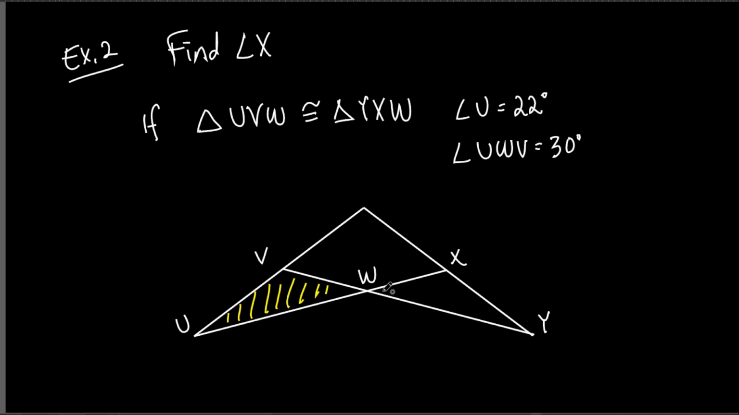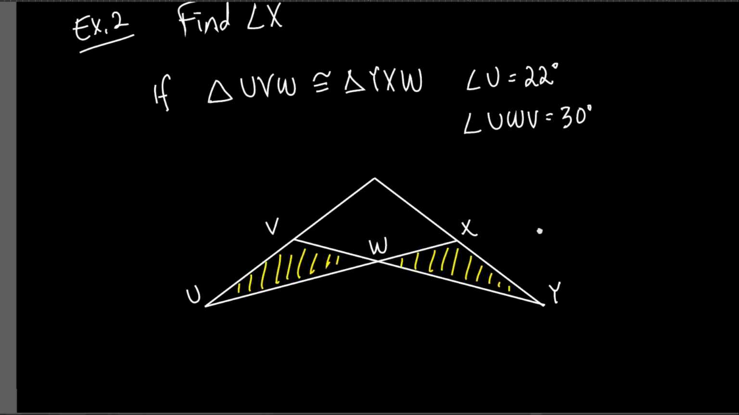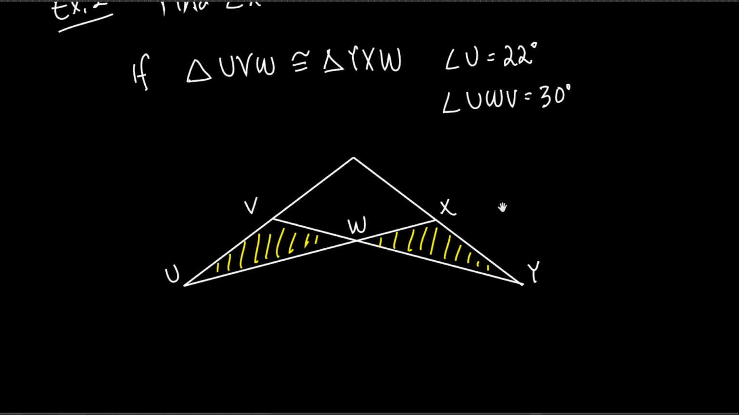This is YXW. So those two triangles that are shaded in right there, they tell you that they're congruent to each other. Okay? Oh my gosh, lost track of time. All right, we'll finish this tomorrow.